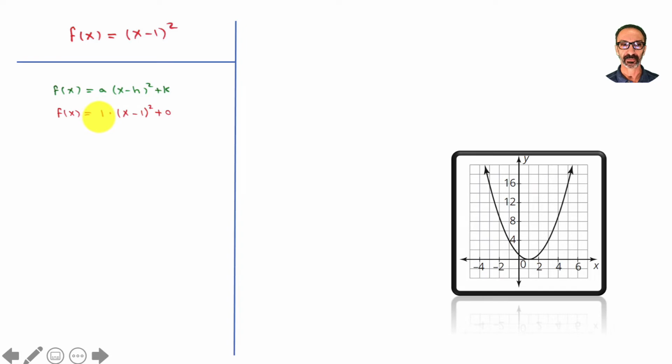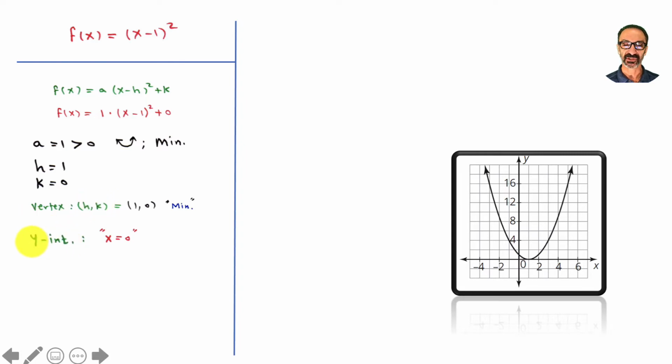So a is 1. If I want to compare this and rewrite it in detail, I could see that h is 1 and k is 0. Because I have nothing here being added, that should be a 0 value for k. So a is 1, it's positive, opens up, we have a minimum, okay. H is 1 and k is 0, that's the vertex. Yes, it's at 1 and 0.